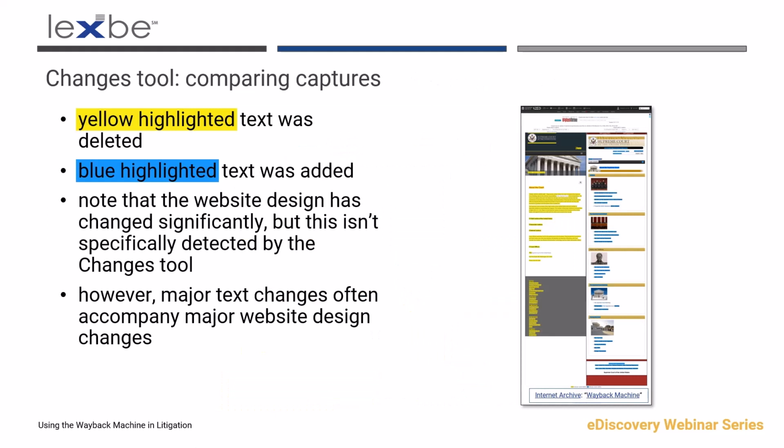Here is the complete length of both web pages side by side. Reading from left to right, regardless of the dates of the two captures, text highlighted in yellow is deleted from the capture on the left in order to realize the text present in the capture on the right, and text highlighted in blue was absent from the capture on the left, and so must be added to realize the text present in the capture on the right. Note that while the website design has changed significantly, the Changes tool doesn't detect this per se. It happens, however, that major redesigns invariably entail major changes to the text as well.